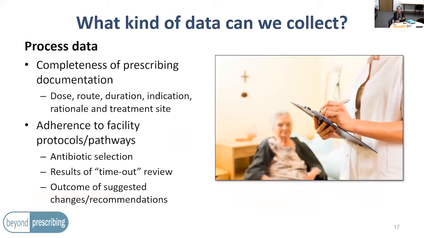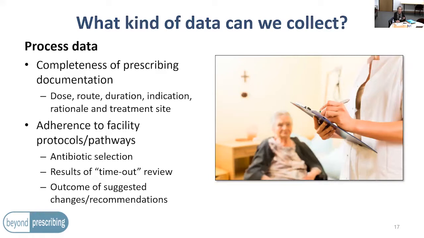Can we collect these data even with chart review? How can we put them together in a spreadsheet and make them add up nicely and look good for a report? The other kinds of process data are how are we doing on adherence to facility protocols or pathways, the antibiotic selection, what are we seeing? If we do a timeout 48 to 72 hours after the prescription is started, what's the result?